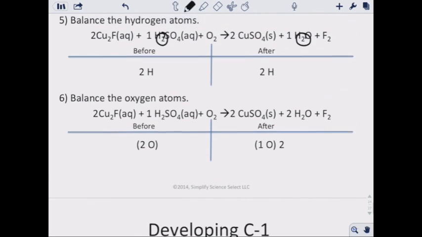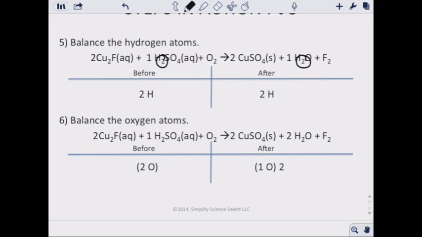Next one, it says balance the oxygen atoms. Remember, some people get confused on that. That sulfate doesn't really count because it's not an oxygen. That's an ion. But when we're looking at it, we have 2 oxygens on the reactant side and 1 oxygen on the product side. So to balance that out, we put a 2 right here, which now means I have 2 oxygens and I have 2 oxygens.